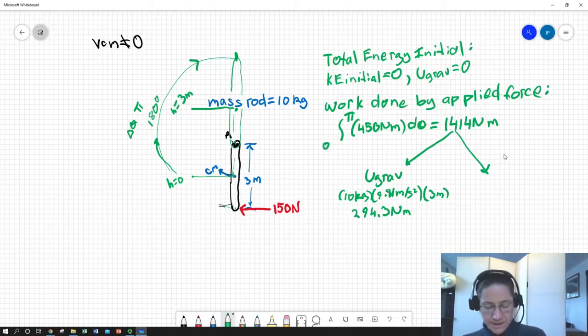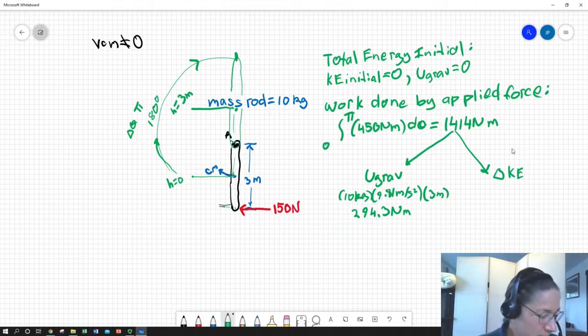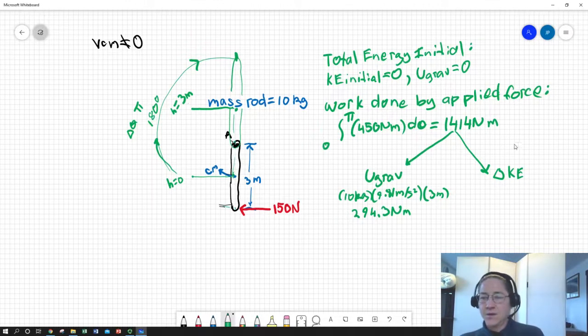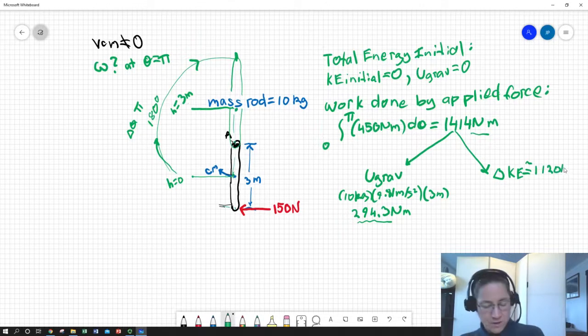And we're also going to increase its kinetic energy. And that's where we're going to get an expression for the velocity that was wanted. So somebody wanted to know, determine the angular velocity at theta equals pi. Okay. So we can get a total kinetic energy by just subtracting this expression from that and know how much we have. So if we do that, we find that our increase in kinetic energy is equal to, we'll call it about 1120 Newton meters. It's 1119.7, but we're pretty darn close.